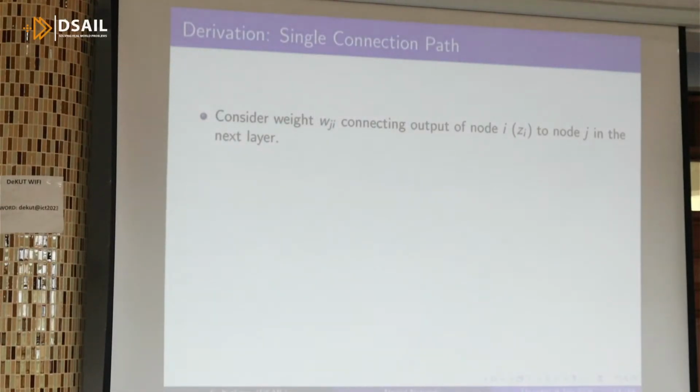Now, it's always nice that if things are complex, we can reduce their complexity first, just to understand. So we focus on a single connection path. Consider the weight Wji connecting the output of node i to node j in the next layer. The sequence is there's a pre-activation. Let's go back to our pre-activation, Aj, all right?